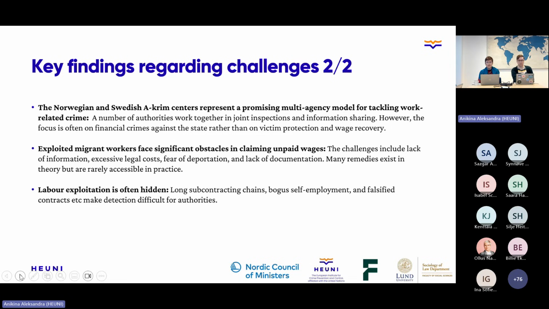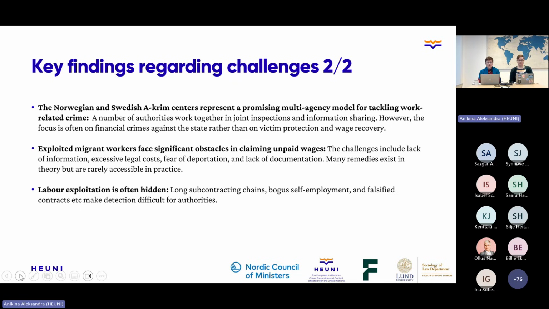However, what we found in our study was that the focus still remains quite often on financial crimes against the state rather than on victim protection and wage recovery, and also on crimes against the state, for instance, in terms of workers working without necessary work permits. The focus may then be on, for instance, deporting those workers rather than exploring their working conditions.